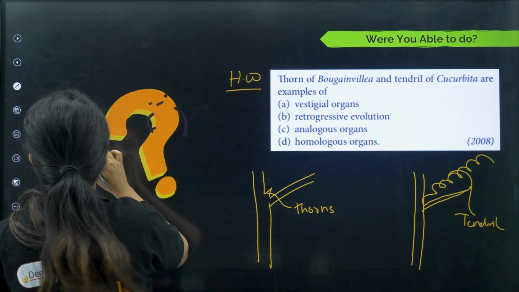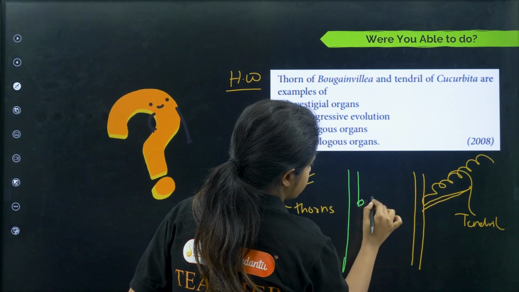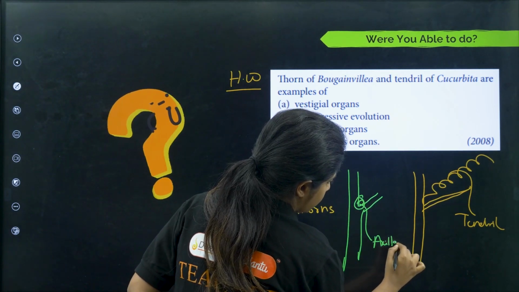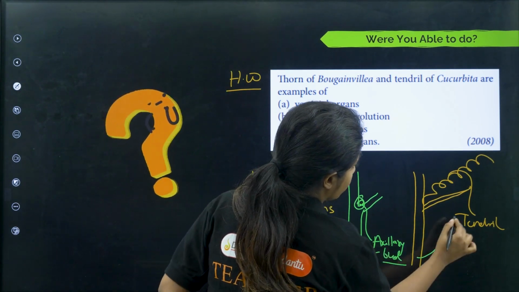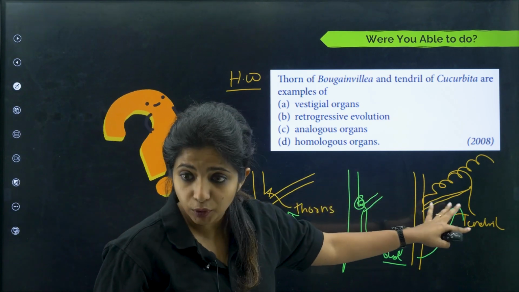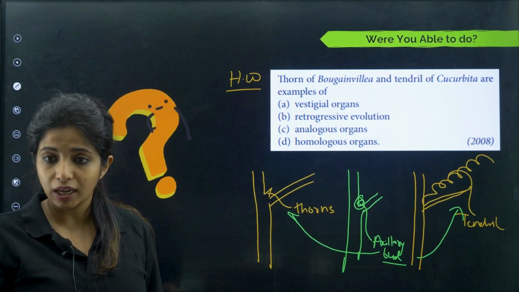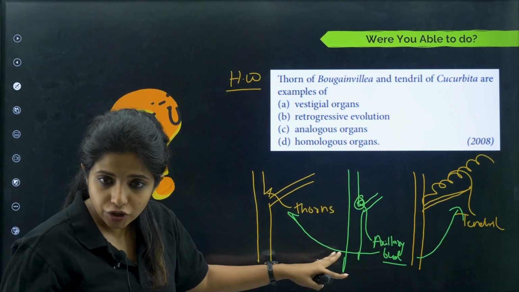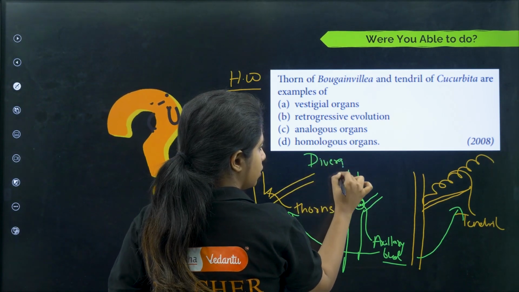And this place of origin in a normal plant is the axillary bud. The axillary bud has evolved to form this, because both of them are in different habitats. Probably this one needs support, which is why it has formed tendrils. This one needs protection, which is why it might have formed thorns. So basically the axillary bud is the same origin, but they are going in different directions. This is an example of divergent evolution.